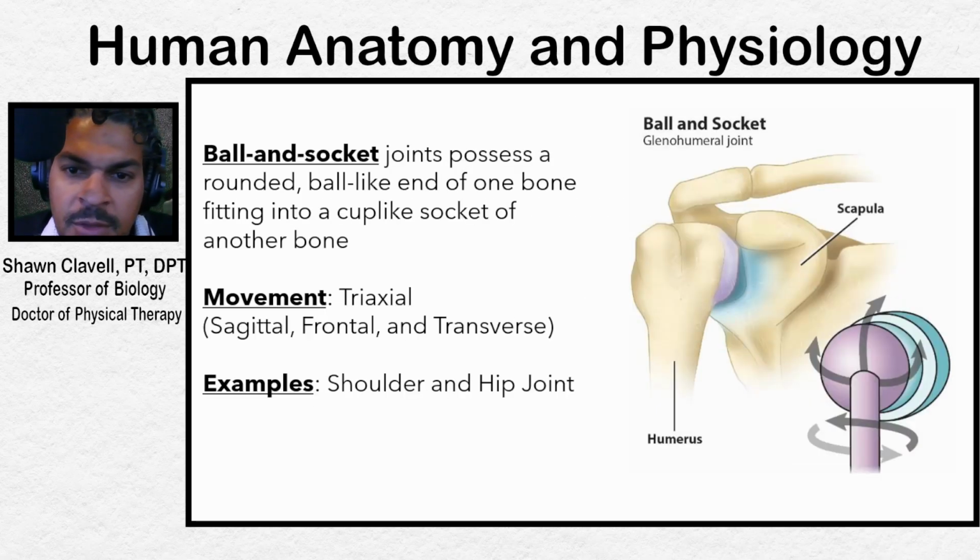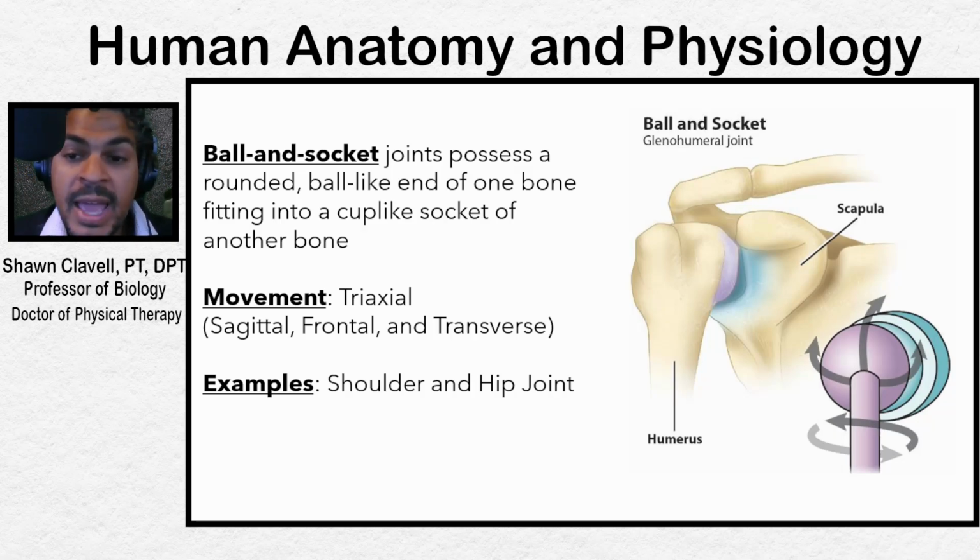And then finally, the most mobile joint is a ball and socket joint. It's where we possess a round ball-like end of one bone fitted into a cup-like socket of the other, primarily a head, right? We've seen that in the humeral head, the head of the humerus, as you see here on the screen, but also the femur has a head that's articulating into a socket.